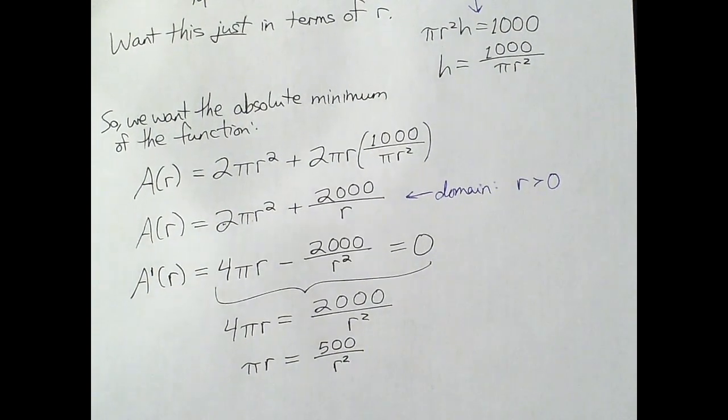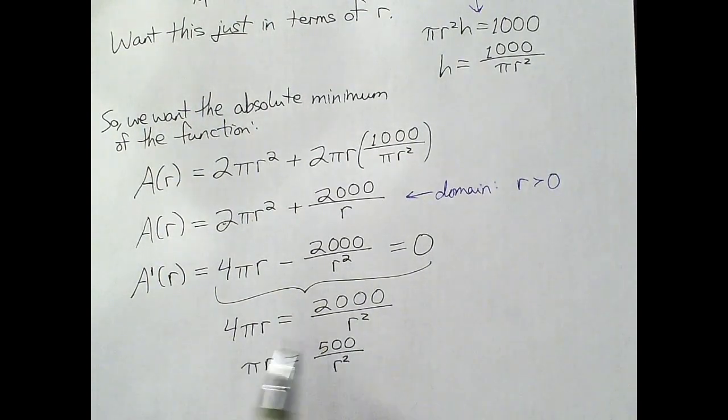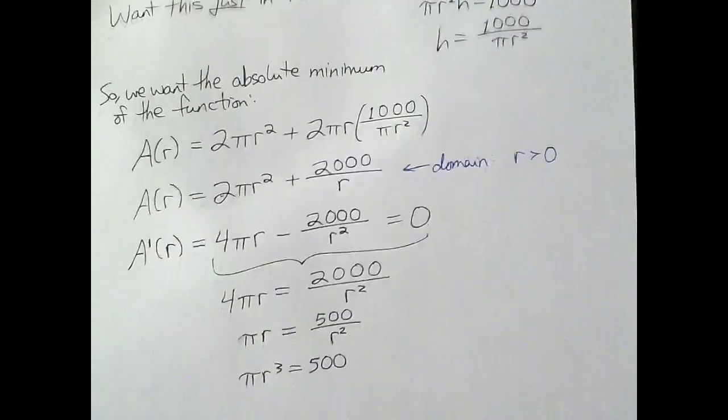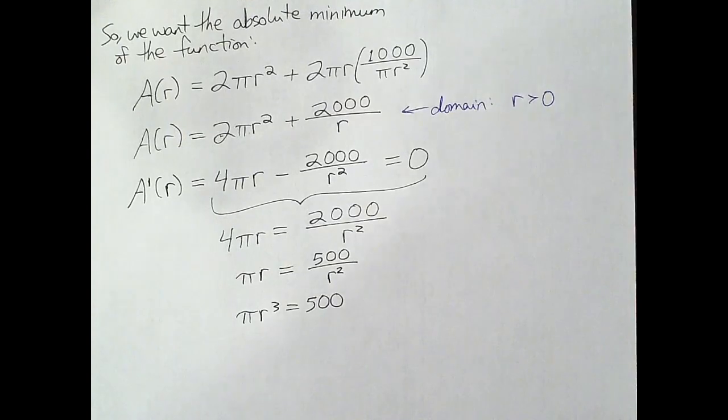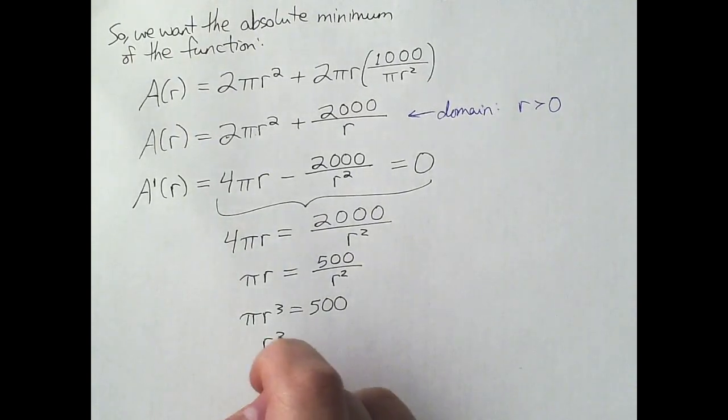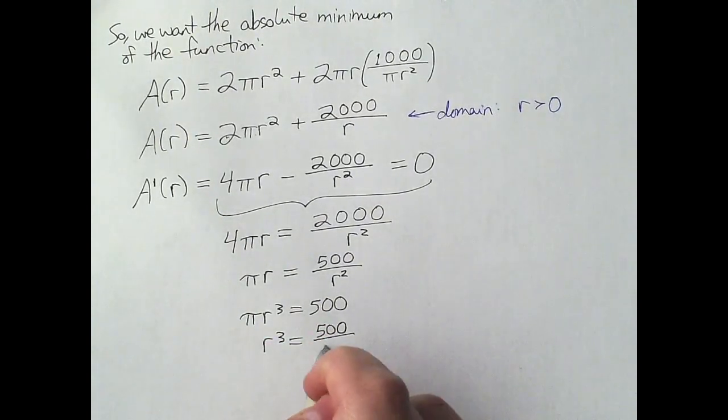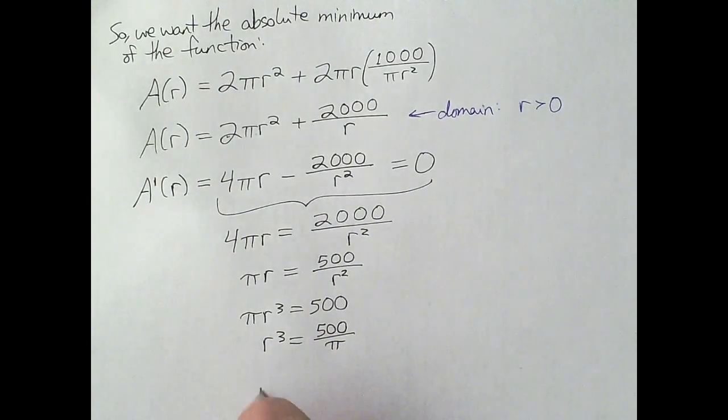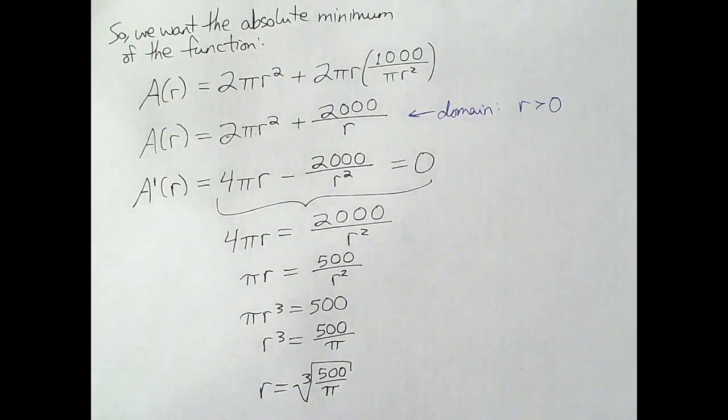Wait, now that I think about it, we don't want to divide both sides by r, do we? We're allowed to do that, but what we really want to do is multiply both sides by r squared. So let's say pi r cubed equals 500. We're trying to solve for r. So we get r cubed is 500 over pi. So I'm getting that r is the cube root of 500 over pi. Well, that's a weird looking number, but it is a number.